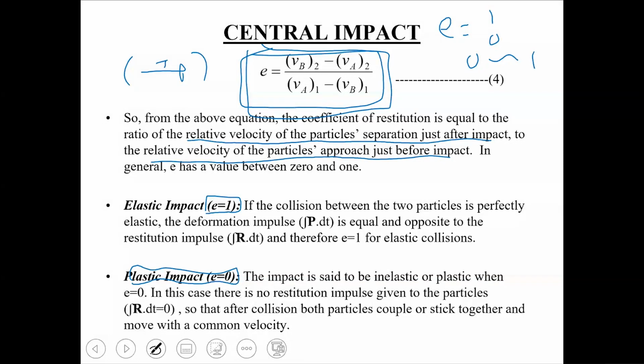That is, there is no restitution impulse given to the particles. So after collision, both particles couple or stick together, move with a common velocity with that particular deformation. वो डिपेंड करता है common velocity से मूव कर रहे हैं या रुक गए, डिपेंड करता है क्या है. बहरहाल उनमें डिफॉर्मेशन परमानेंट डिफॉर्मेशन हो जाती है. वो अपनी शेप परमानेंटली डिफॉर्म कर देते हैं, अपनी ओरिजिनल शेप पे वापस नहीं आते और एक दूसरे के साथ स्टिक हो जाते हैं.